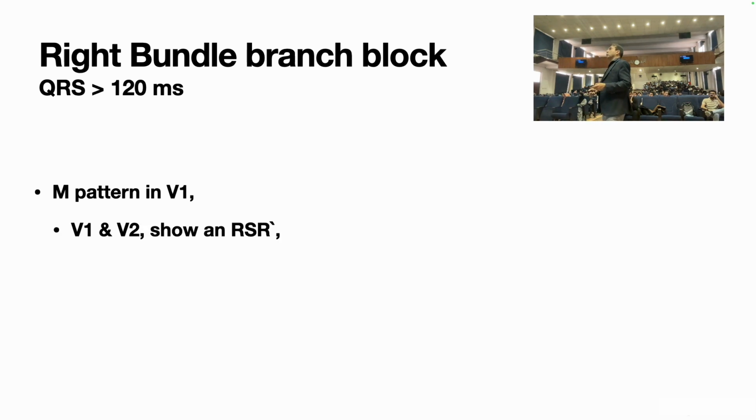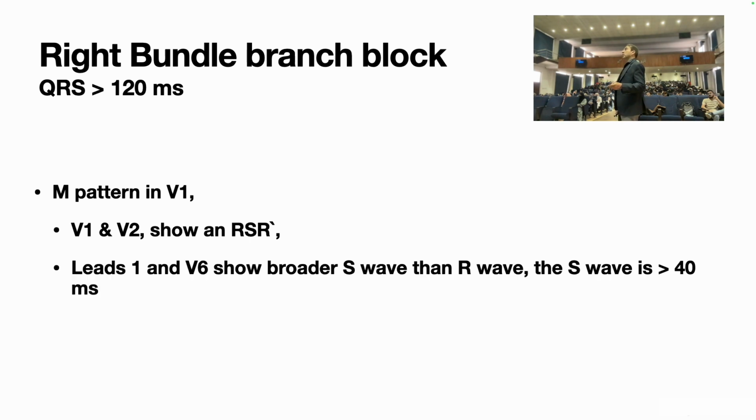V1 and V2 show RSR dash patterns, so there may be 2 R waves. This is seen in V1 and V2. Leads 1 and V6 show a broader S wave than R wave, broader than 40 milliseconds. You don't need to remember this one. Keep your life simple. If there is a broad complex and V1 shows an upward deflection, this is right bundle branch block.